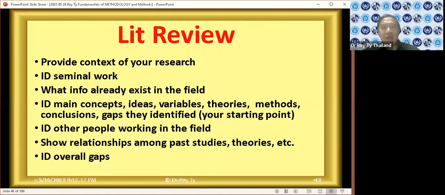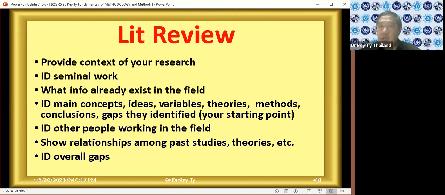So, all the different types of literature review. Always give the context of your paper and identify the seminal work, meaning who started that idea. For example, class struggle. You have to go back to Karl Marx. And then go to the present day. Who's talking about class struggle? Maybe Bernie Sanders in the US, and maybe Vijay Prashad in India, and so on. And then what information already exists in the field today? And then identify the main ideas that they already have. That's where you come in.